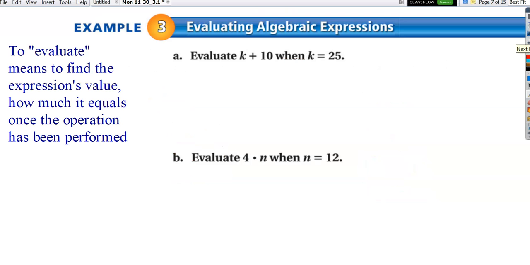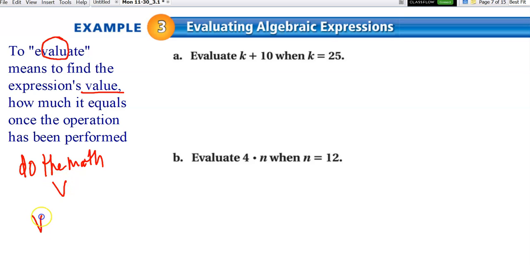Okay, so a lot of times you see math problems that ask you to evaluate, and the root of this word is value. And so the idea is you are finding the value of an expression, and this is what Mrs. Clifner calls do the math. So whenever I ask you to find the value, I am asking you to do the math. To evaluate is to tell me the value or do the math. And so we'll go over these examples.